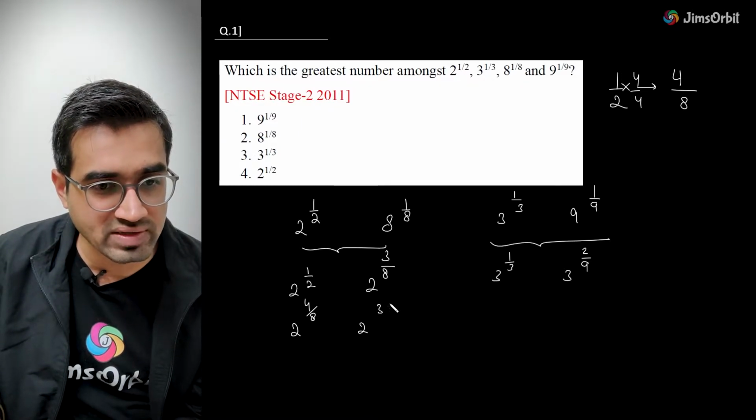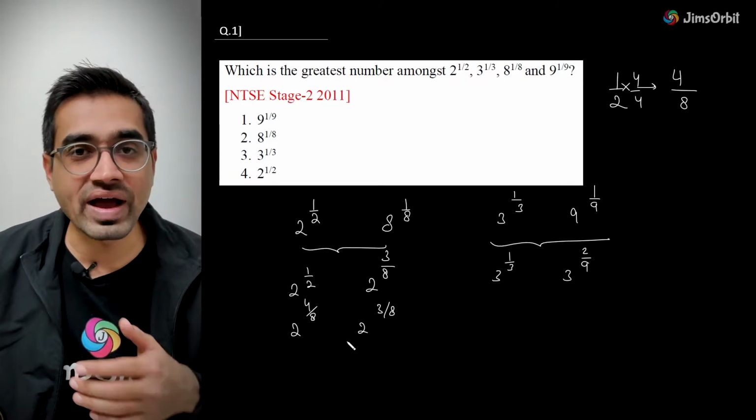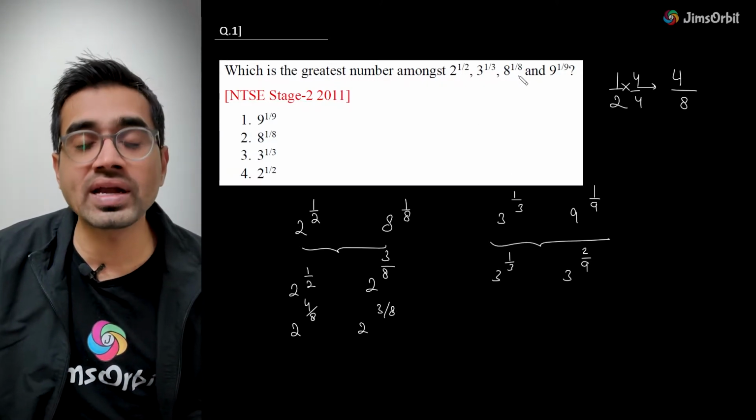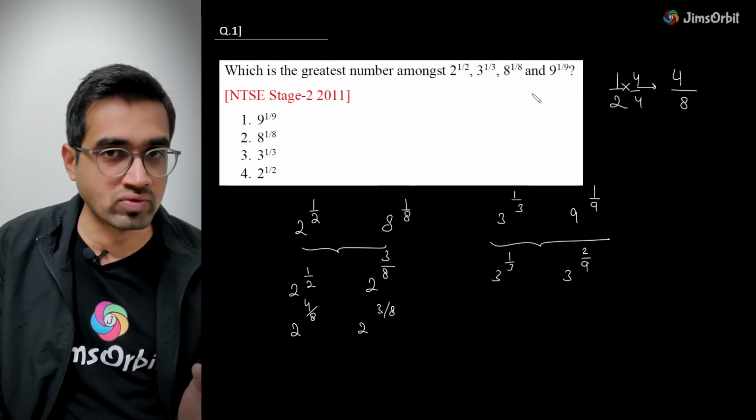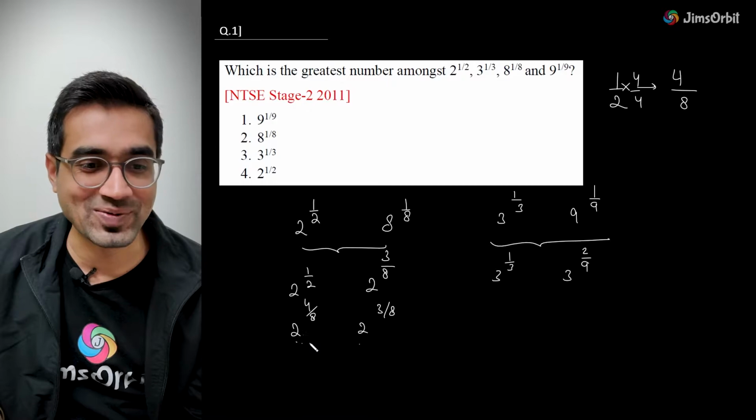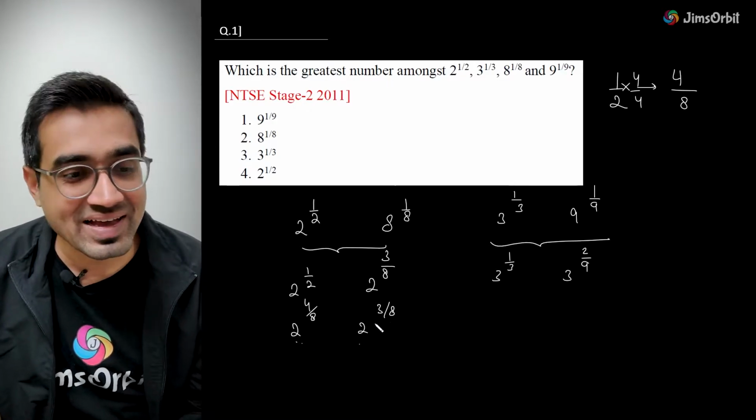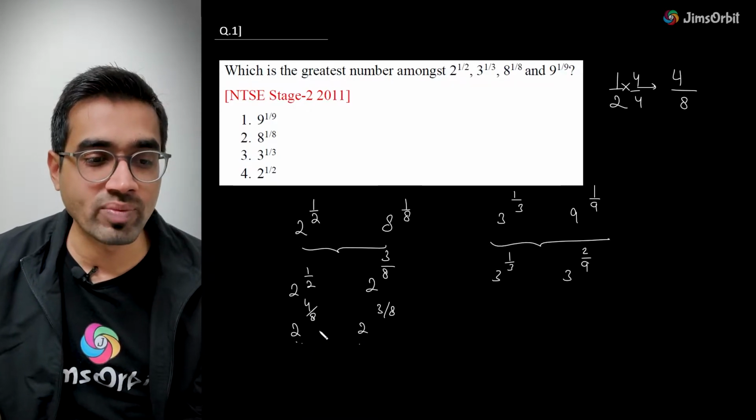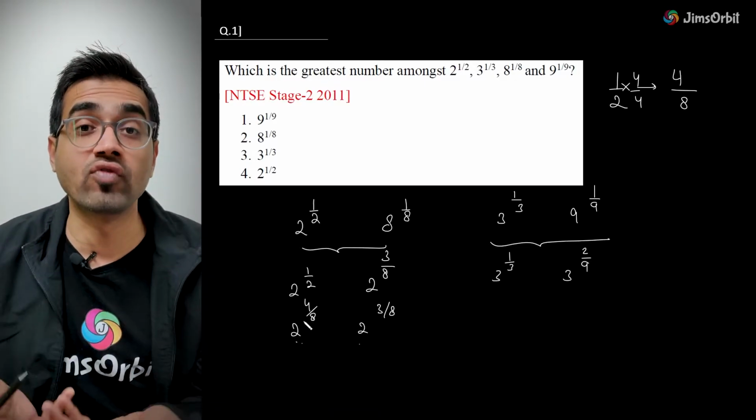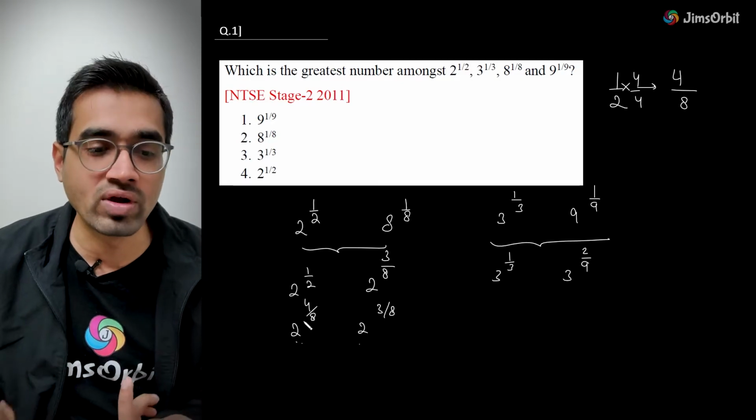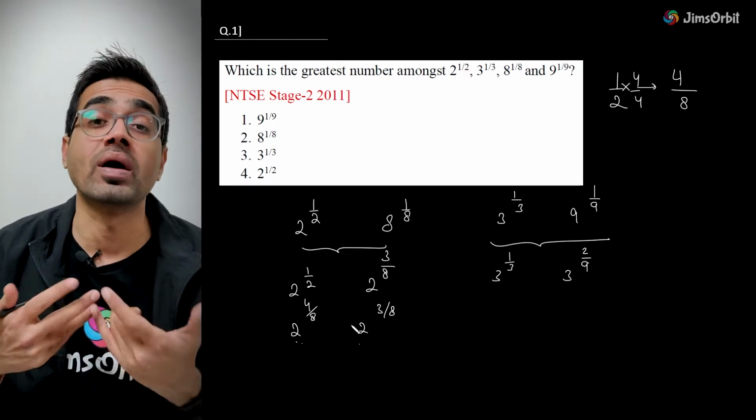And this is 2 to the power 3 by 8. This is why I said generally we make the exponents the same and we compare the bases, but I'm going the other way around. I'm saying let the bases be equal, now you compare the powers. So you are comparing 2 raised to the power 4 by 8 and 2 raised to the power 3 by 8. Basically, 2 to the power 1 by 8 whole to the power 4 is obviously more than 2 to the power 1 by 8 whole raised to the power 3.